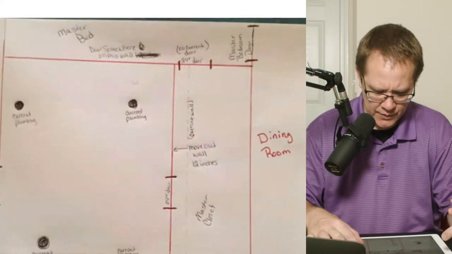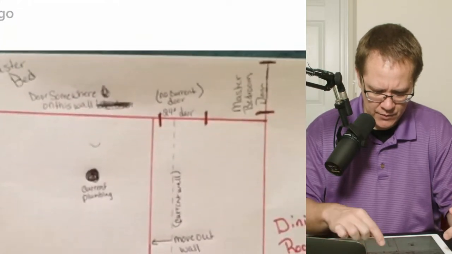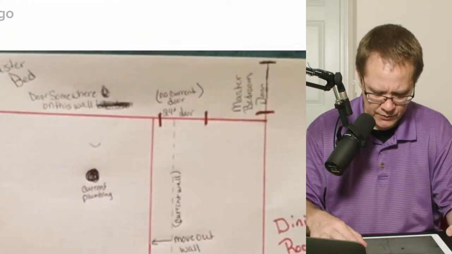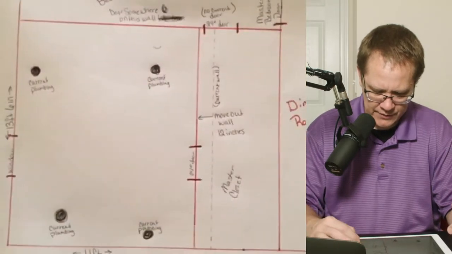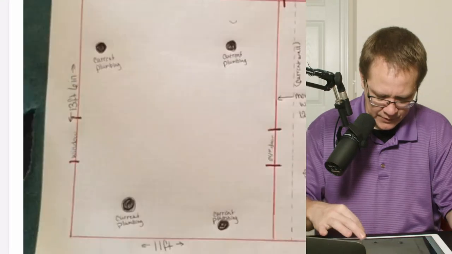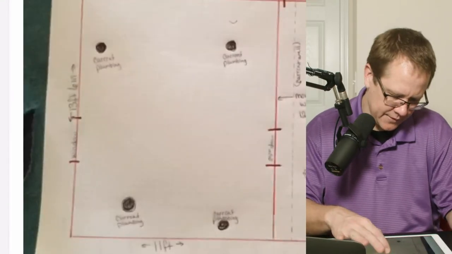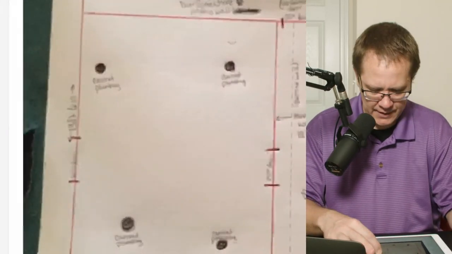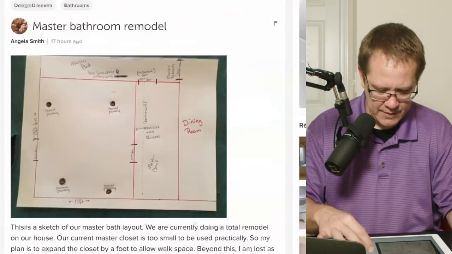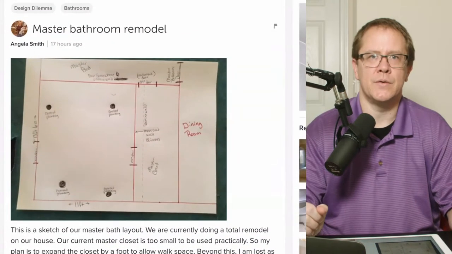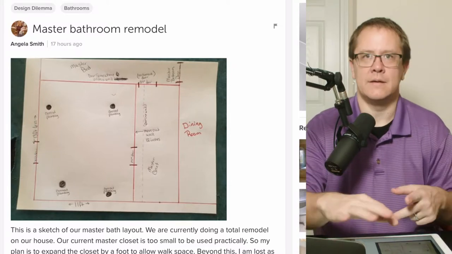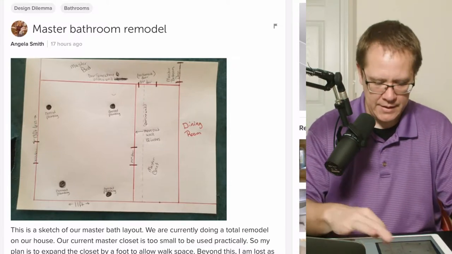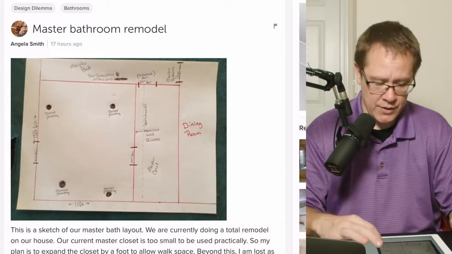We've got master bedroom door here. No current door. Got a current wall here. Move wall out 12 inches. Master closet. Current plumbing. 11 feet by 13 and a half. And then dining room. So your master bedroom goes right off your dining room, maybe living room area. I don't know if there's any kind of separation there.